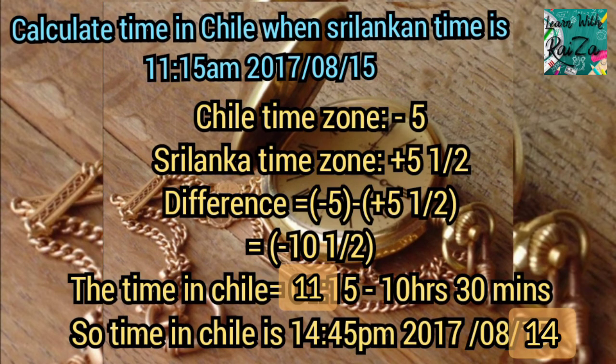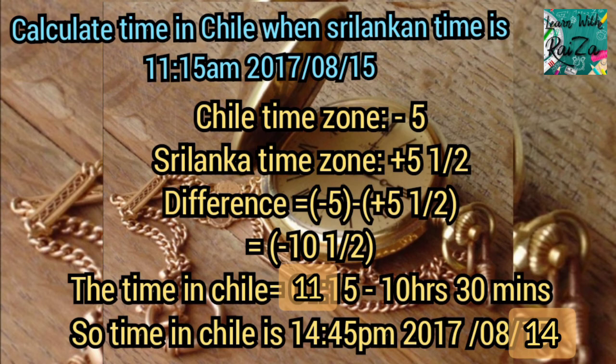Well, let's discuss the second question. Calculate the time in Chile when Sri Lankan time is 11:15 a.m., 2017, August 15th. Yes, the Chile time zone is -5. Sri Lankan time zone is +5.5. So the difference is -5 subtract +5.5, and then you get -10.5. So the difference is -10.5 hours between Chile and Sri Lanka.